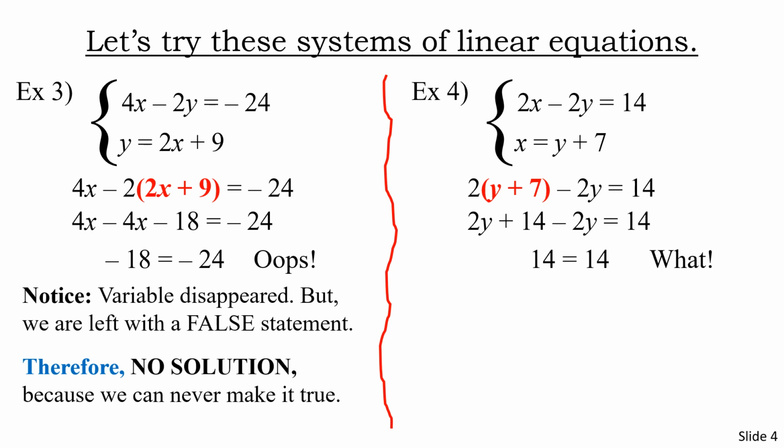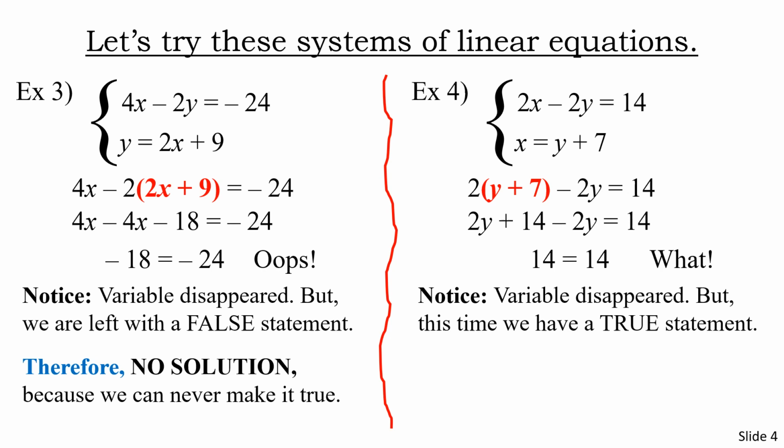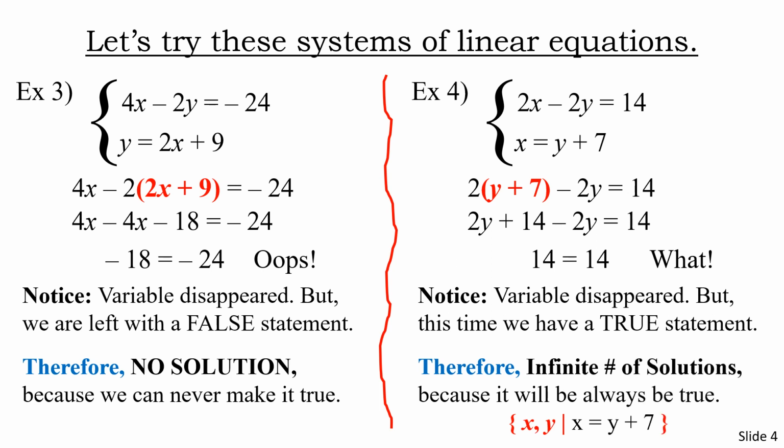And that's the difference between these two. In both of these cases, the variable disappeared. When I got a false statement, which meant no solution, here I got a true statement. The variable disappeared, and I got a true statement. Therefore, there's an infinite number of solutions. In other words, they're the same line. For the previous one where there was no solution, the lines were parallel. Here, they're the same line.